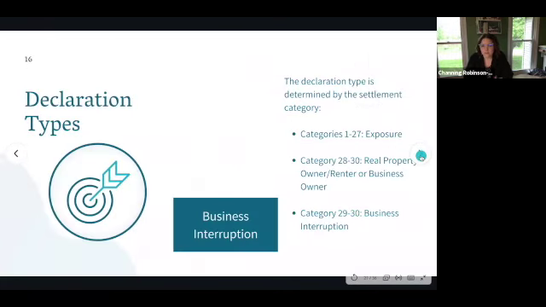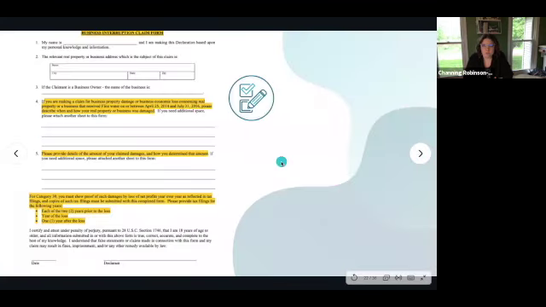Okay, and the last declaration is the business interruption form. Now, this is only if you've selected categories 29 and 30 on your claims form. So this is only for business owners attesting that they have lost income in their business as a result of the crisis. Okay, you're attesting to the amount that you're claiming in damages, how you came to that amount, and also it's really important to note that you have to provide tax records for that. Okay, so each of the 2 years prior to the loss, the year of the loss, and 1 year after the loss to compare the loss in income.